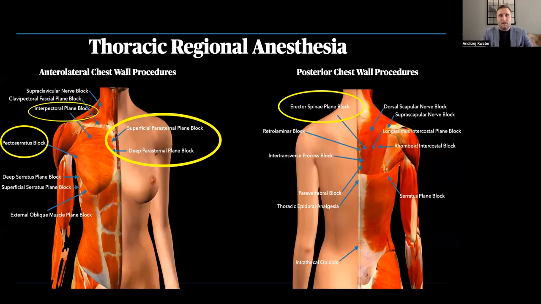So again, these are the blocks that I will be covering in this part of the lecture: the erector spinae plane block, the pectoserratus block, the interpectoral plane block, and both the superficial and deep parasternal intercostal plane blocks.